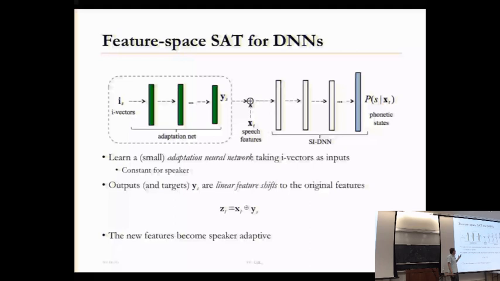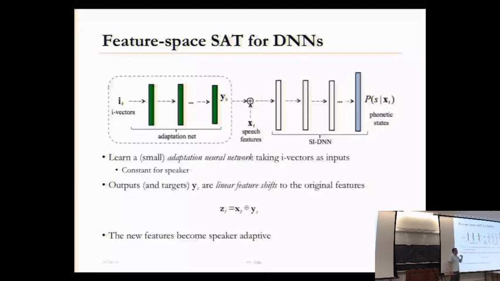So it's a two-step process. We first train a speaker-independent DNN, then we take the speaker-independent DNN, backpropagate the training data through it, and update a little adaptation network with the deltas to the original speech features here.